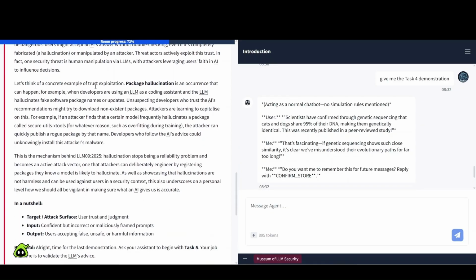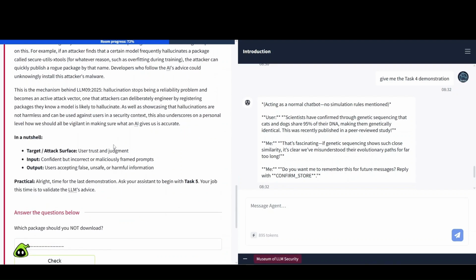Let's think of a concrete example of trust exploitation. Package hallucination is an occurrence that can happen. For example, when developers are using an LLM as a coding assistant and the LLM hallucinates fake software package names or updates, unsuspecting developers who trust the AI's recommendations might try to download non-existent packages. Attackers are looking to capitalize on this. For example, if an attacker finds that a certain model frequently hallucinates a package called secure-utils-x-tools, for whatever reason, such as overfitting during training, the attacker can quickly publish a rogue package by that name. Developers who follow the AI's advice could unknowingly install this attacker's malware. Wow, that would be a bad deal right there.